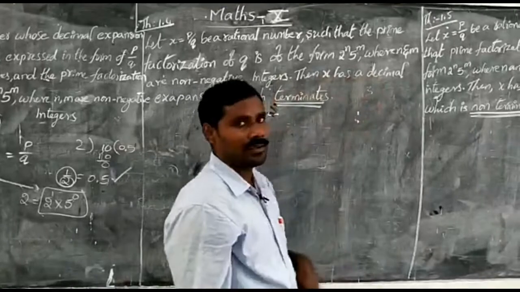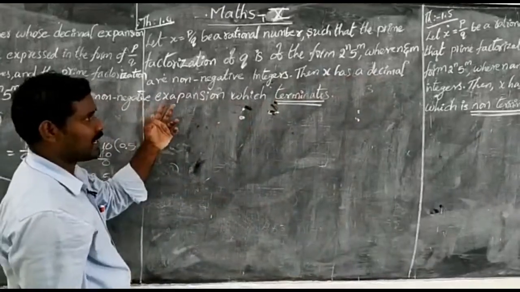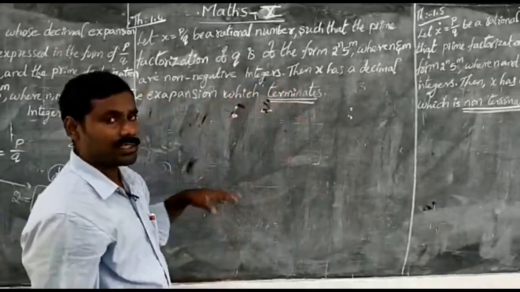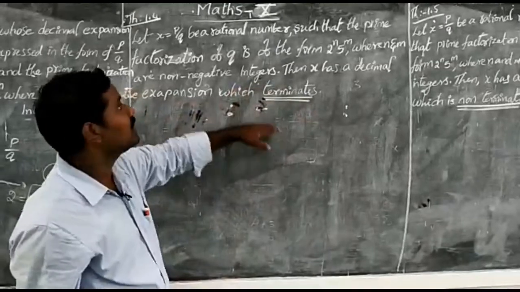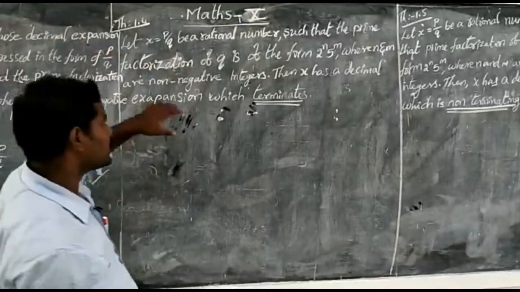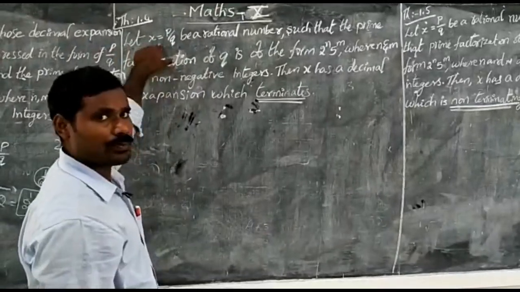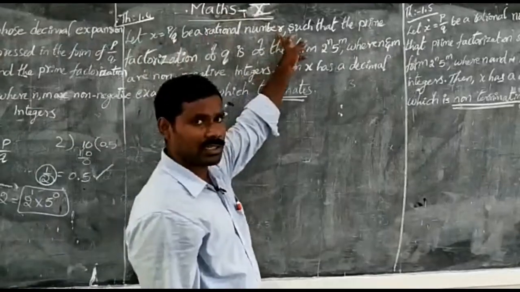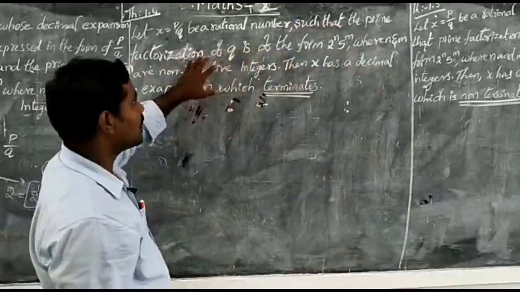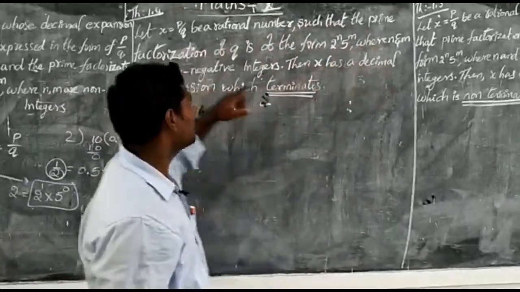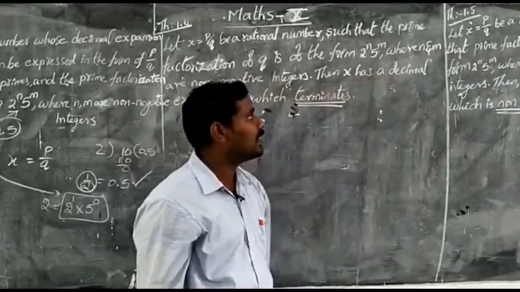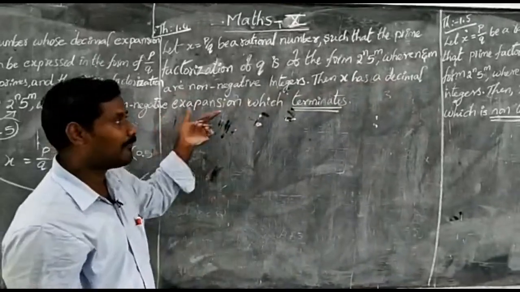Then x has a decimal expansion which terminates. The 1.4 theorem is the converse of the 1.3 theorem. What is it saying here? Let x is equal to p by q be a rational number such that the prime factorization of q is of the form 2 power n into 5 power m, where n, m are non-negative integers, then x has a decimal expansion which terminates.